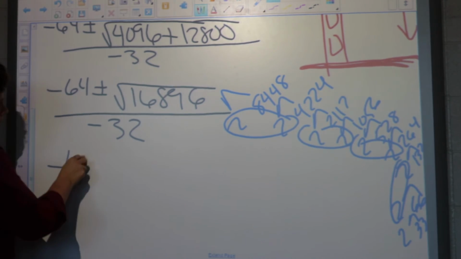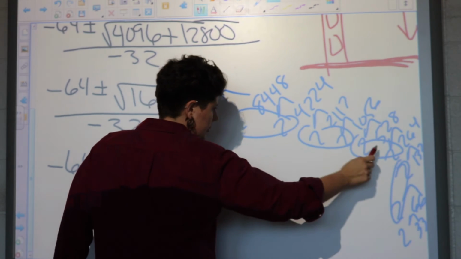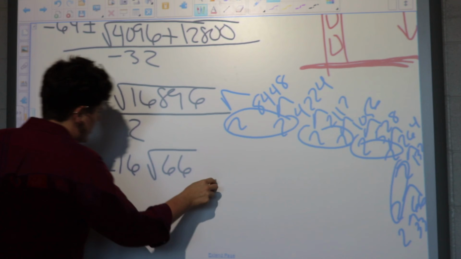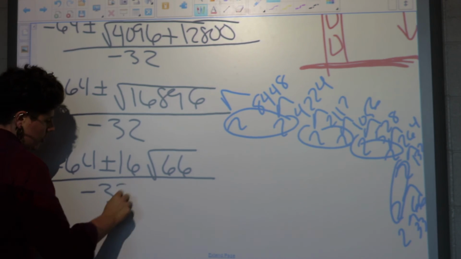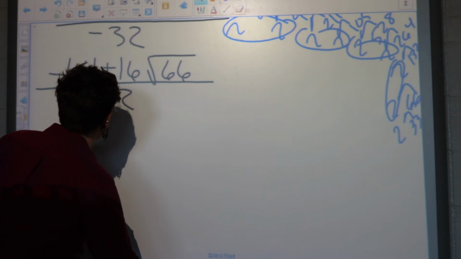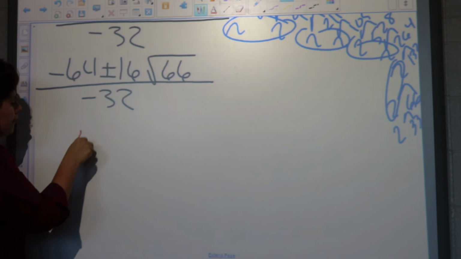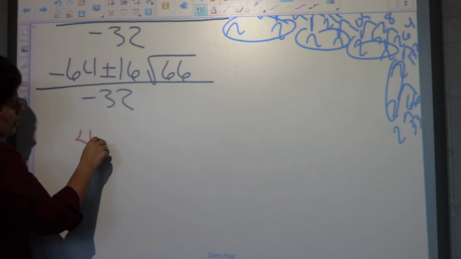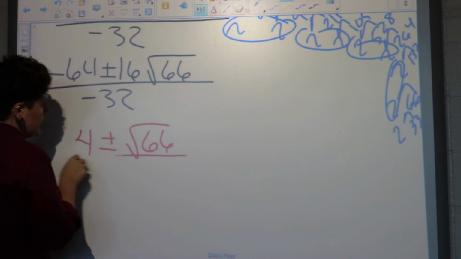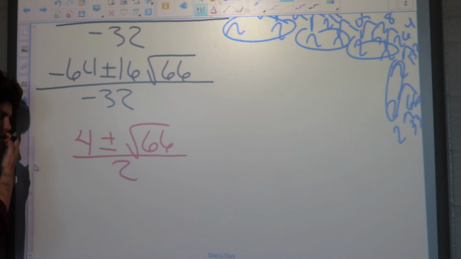So I have negative 64 plus or minus 1, 2, 3, 4, 2s. So 2 times 2 times 2 times 2 is 16. Square roots of 66, all divided by negative 32. 16, negative 32, and 64 all have something in common, 16. And I'm going to divide through by this negative here. So this is going to be 4, because the minus and the minus are going to cancel, plus or minus, the 16 goes to 1, square root of 66, divided by 2. A plus or minus divided by a negative is still just plus or minus.